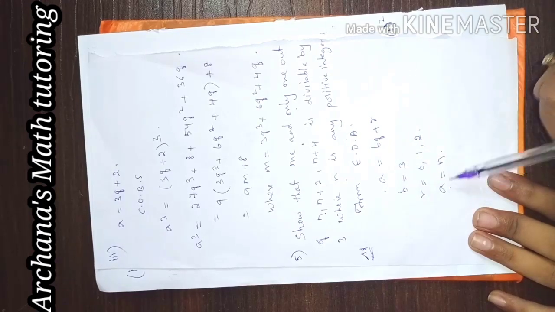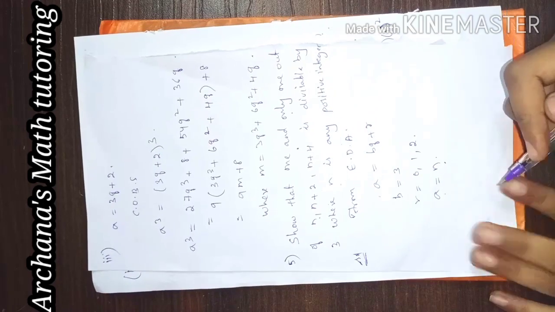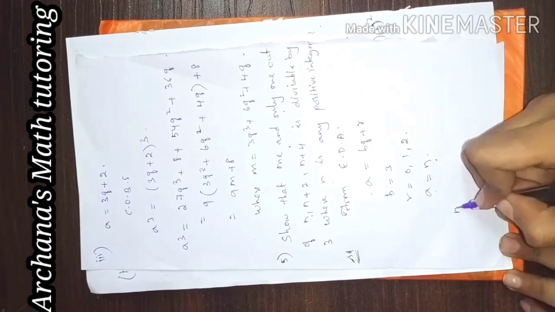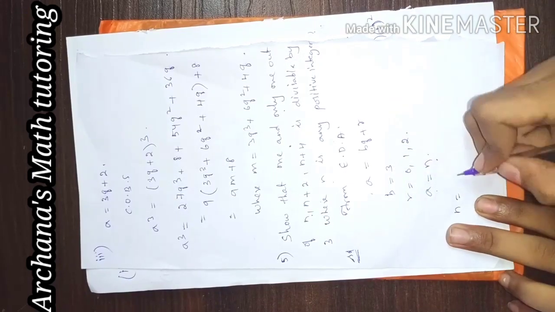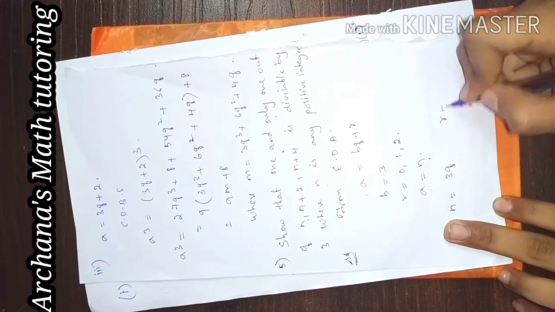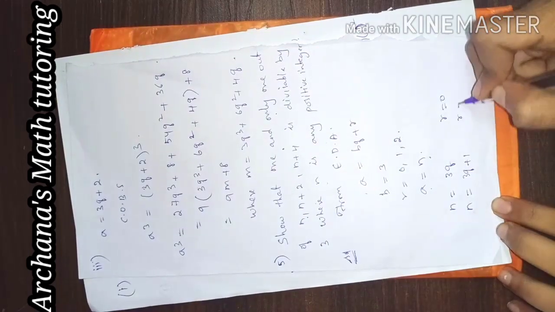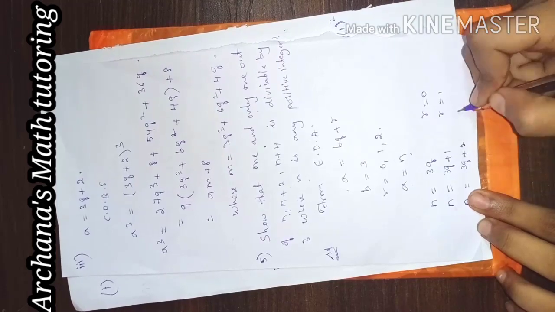So I am taking a is equal to n, so that I can find n, n plus 2 and n plus 4, whether they are divisible by 3 or not. So the different values for n would be, whenever I substitute b is equal to 3 and r is 0, I will get n is equal to 3q. This is when r is equal to 0. n is equal to 3q plus 1 when r is 1. n is equal to 3q plus 2 when r is 2.